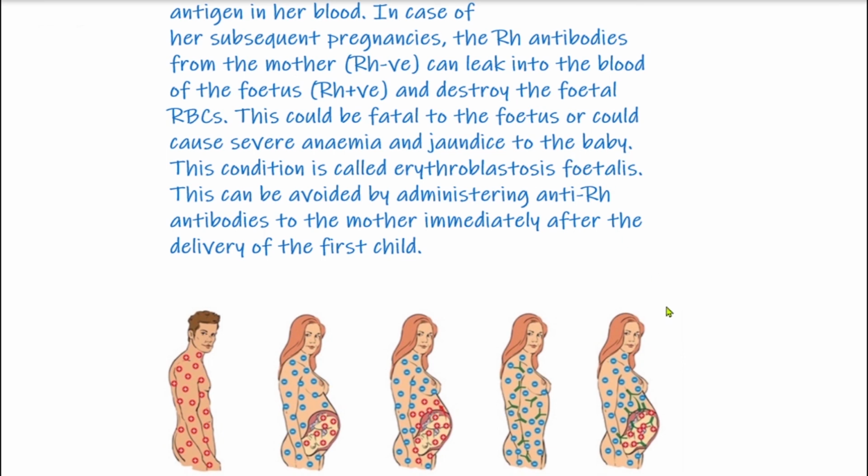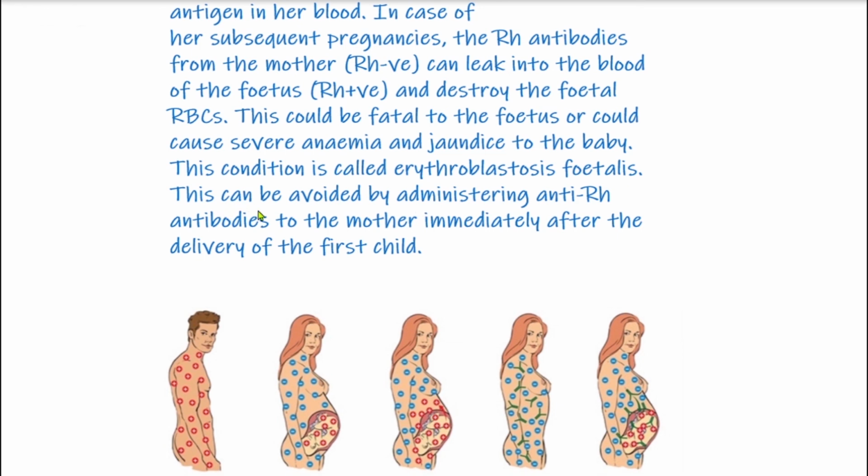Fetalis is for the fetus, and erythro is for red blood cells, because there occurs the destruction of red blood cells, and blastosis: erythroblasts are the precursors of erythrocytes. As the red blood cells get damaged, only erythroblasts, which are the precursors of the erythrocytes, are present in the blood. So this condition is called erythroblastosis fetalis.